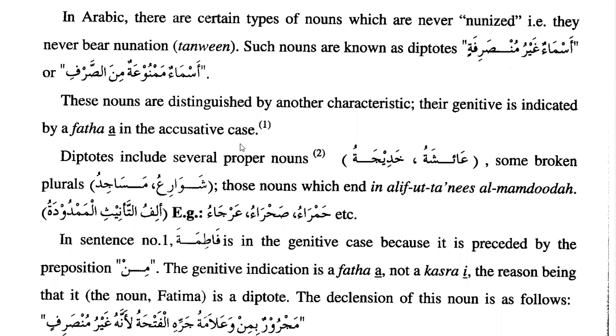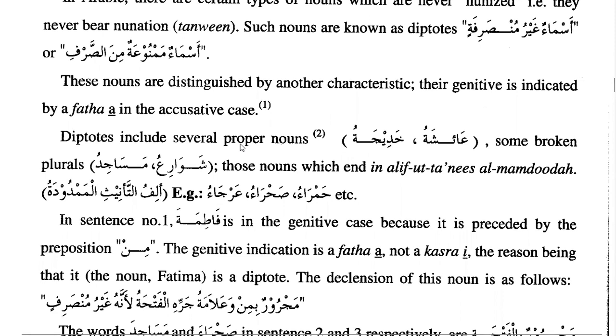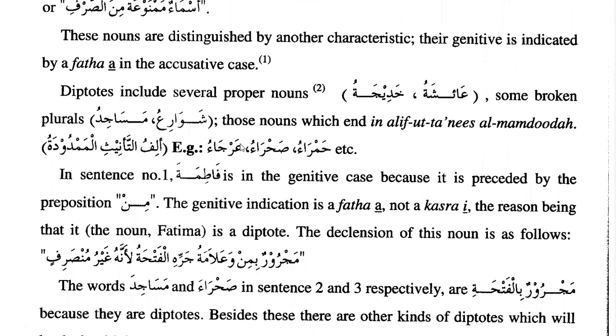Diptotes include several proper nouns: Aisha, Khadija; some broken plurals: Shawari'u, Masajidu; and those nouns which end in alif, alifu ta'nith al-mamduda. Alif ta'nith al-mamduda. Yes. Examples: Hamra'u, Sahra'u, Harja'u, etc.